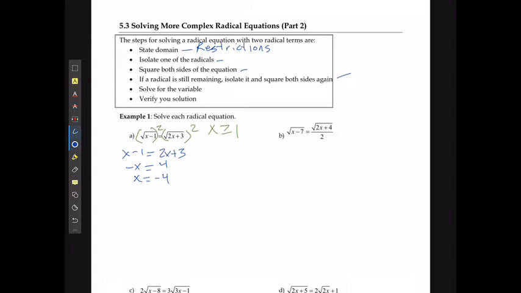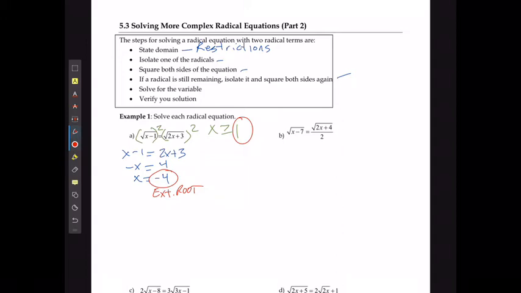And as soon as I see this, I take a look at my restrictions, and I don't even need to verify it. I know it's going to be an extraneous root, because it doesn't even fit within my restrictions.